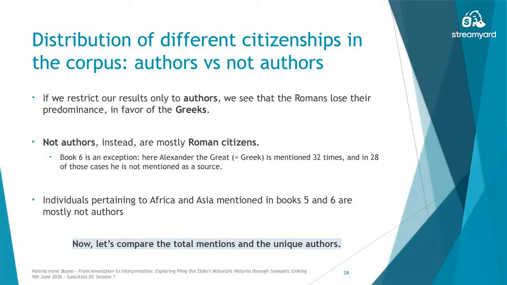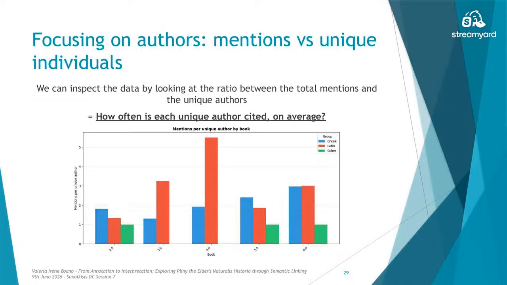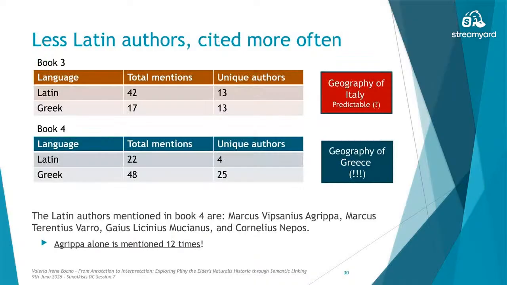And so at this point, I asked myself, what is the relation between the unique individuals and the number of citations per each unique individual? This graph shows you how often each unique author is cited on average per book. And this is, again, quite interesting, because book 2 and book 5 showed a predominance of the Greeks. Book 6 has a tie, basically, but in book 3 and book 4, the Romans are cited much more often on average. And if we look at the number, this is even more evident.